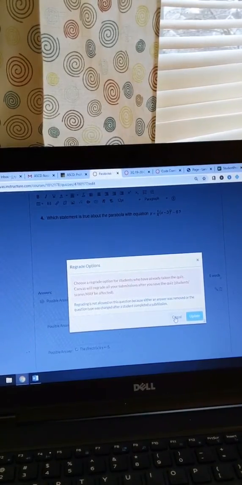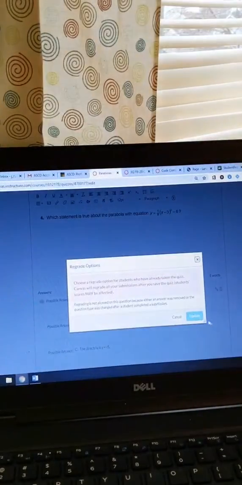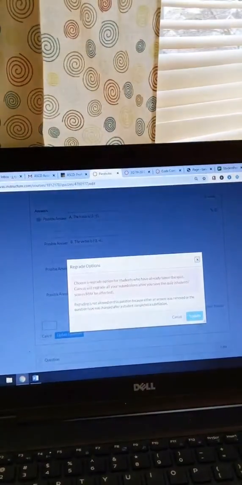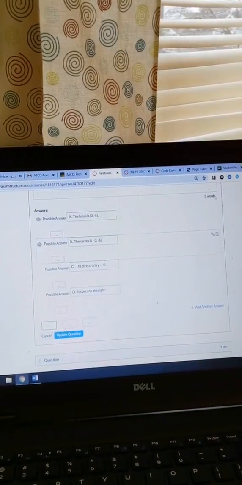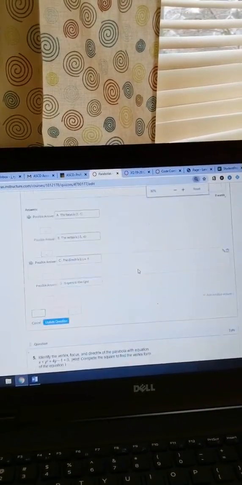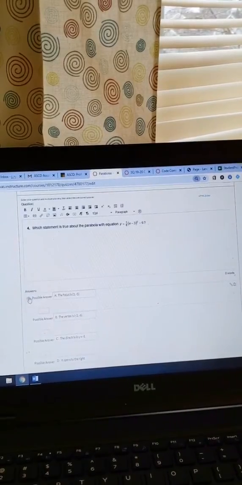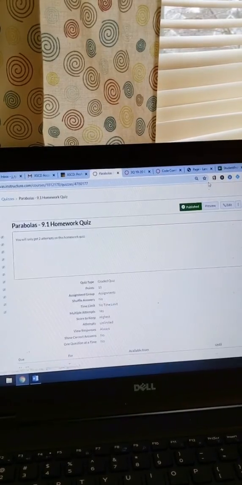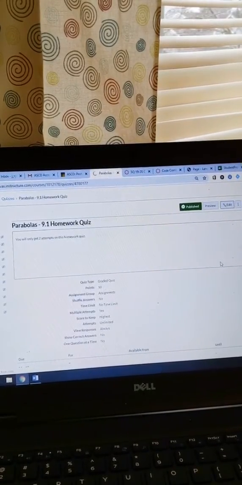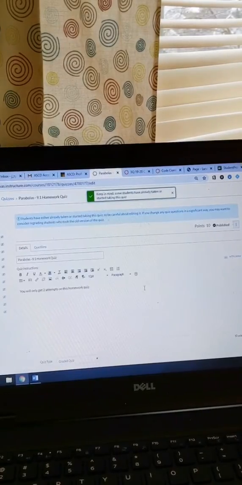Canvas will... okay, scores may be affected. Yeah, I know. Update. Uh-oh. All right, so that should be the answer. It opens to the right? That's incorrect. It opens up. Ooh. Can I save this? Let's edit this. If not, worst case scenario, guys, I just give everybody 2 bonus points.